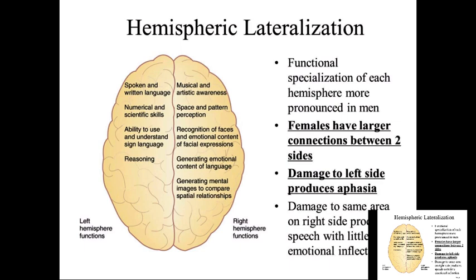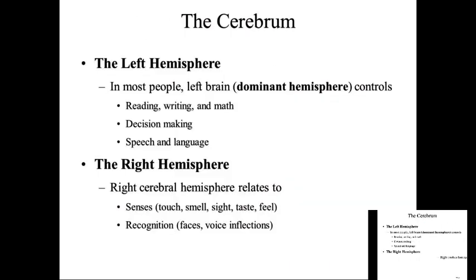We know females have a larger connection between the two sides of the brain, and if there's damage to the left side of the brain, then that's going to cause aphasia. Damage to the same area, but on the right side, produces speech with little emotional inflection. They just speak like this without changing their tone. Okay, and most people, the left brain is the dominant hemisphere, reading, writing, math, decision making, speech, and language, and the right side relates to senses, touch, smell, sight, taste, feel, and the recognition of voices and faces.